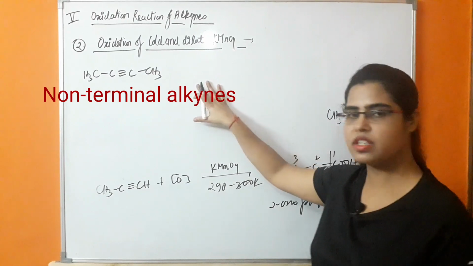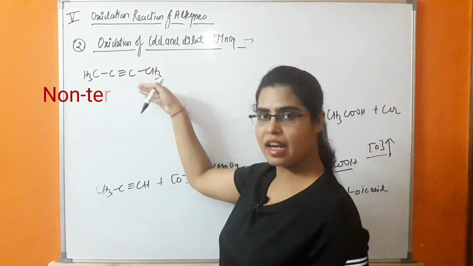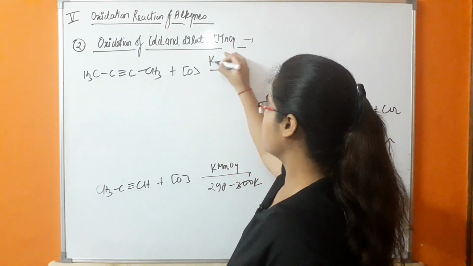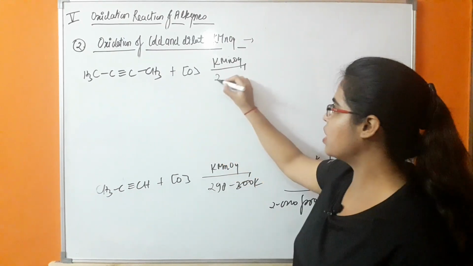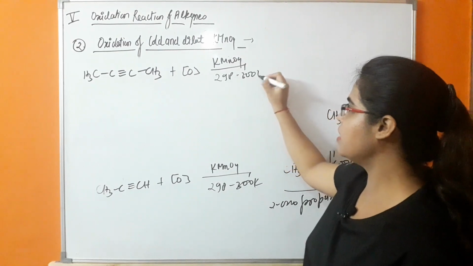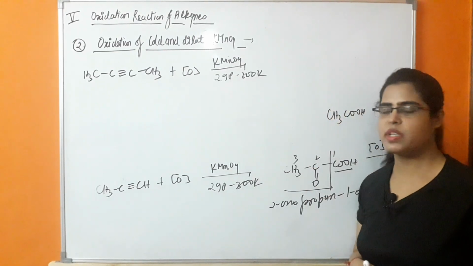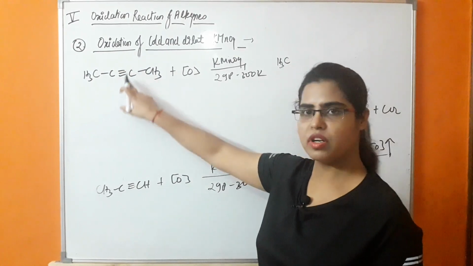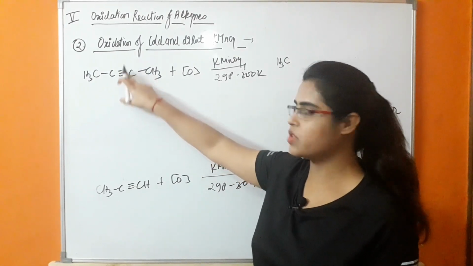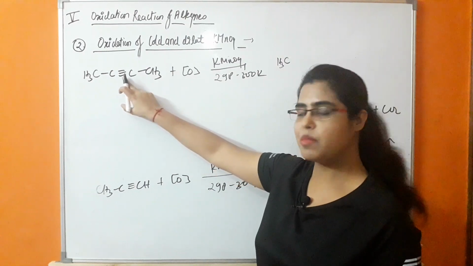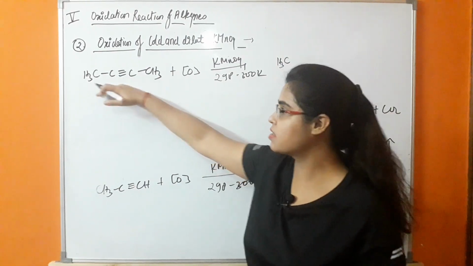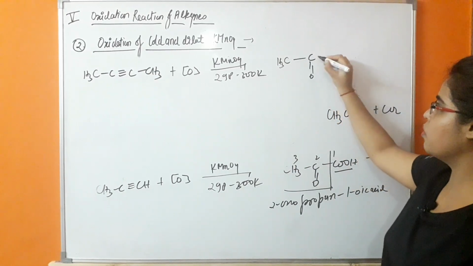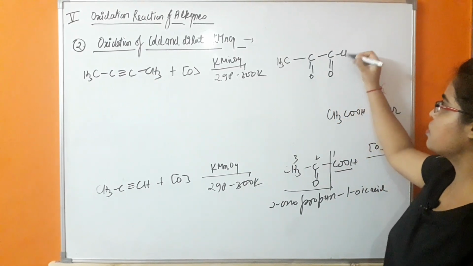So what will be the reaction in this case? This is a non-terminal alkyne. So in the presence of nascent oxygen, cold dilute KMnO4, 298 to 300 Kelvin, there is formation of CH3. This pi bond will be broken. There are two pi bonds which are broken, whereas the sigma bond will remain intact in this system. So there will be formation of CH3, C double bond O, C double bond O, CH3.